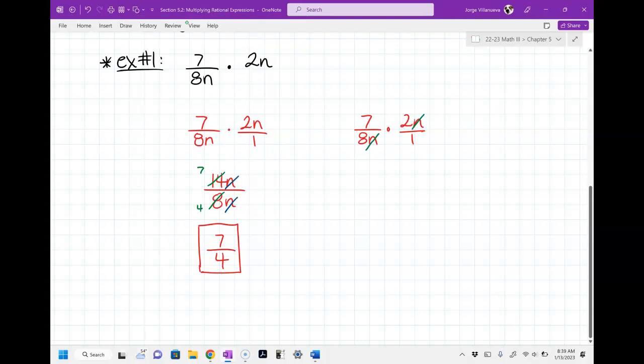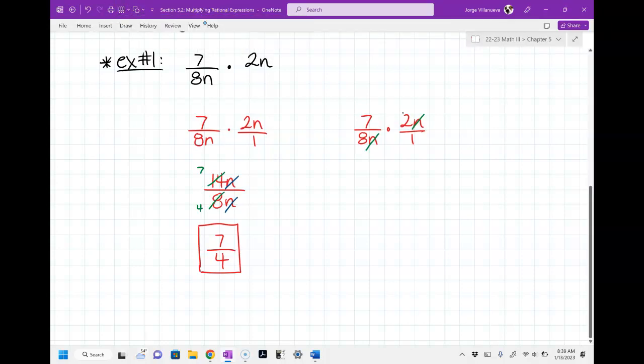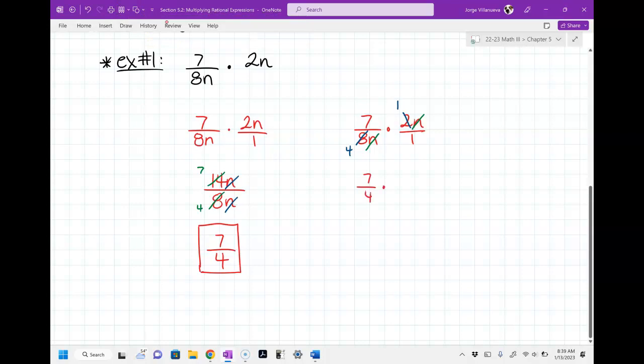By the way, you cannot cancel straight across. It's either above and below, so vertically, or diagonally you can cancel. Okay? And then you see how there's a 2 and an 8 there? So 2 goes into itself by dividing by 2 one time, and 8 divided by 2 is 4. So basically my new fraction looks like this: 7 over 4 times 1 over 1, which is 7 over 4.